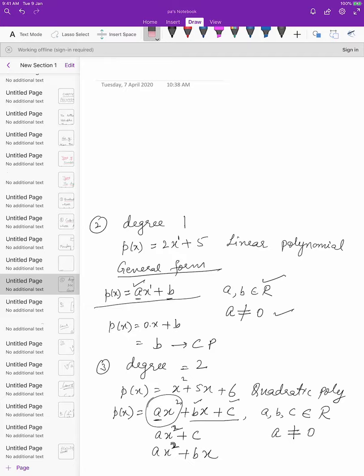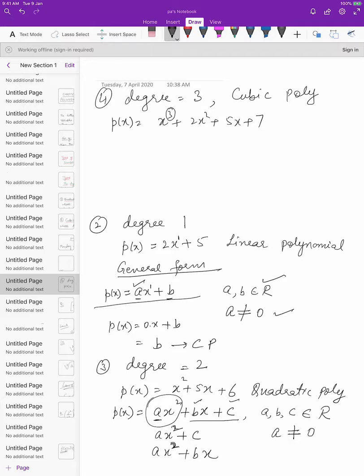Now next is, if the degree of the polynomial is equal to 3, then we name that polynomial a cubic polynomial. For example, say p(x) is equal to x cube plus 2x square plus 5x plus 7. This is known as a cubic polynomial because the highest power here is 3. We call it a cubic polynomial. Now the general form of a cubic polynomial can be written as ax cube plus bx square plus cx plus d, where what are a, b, c and d?